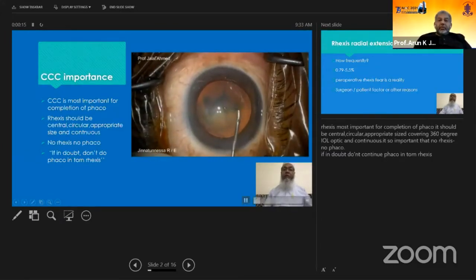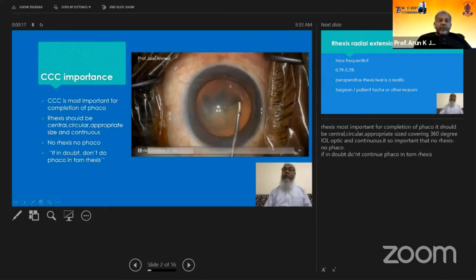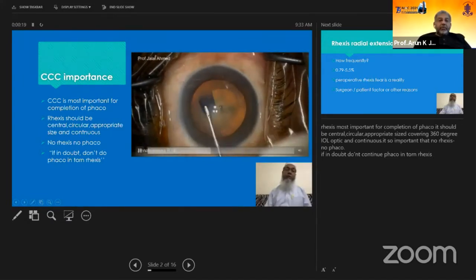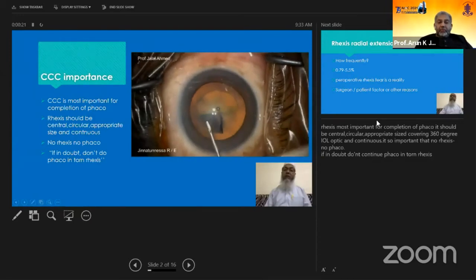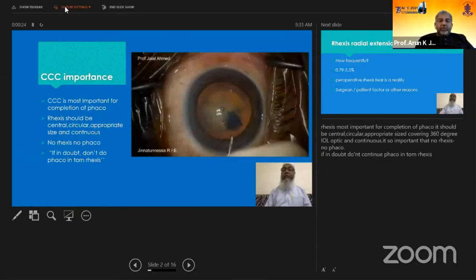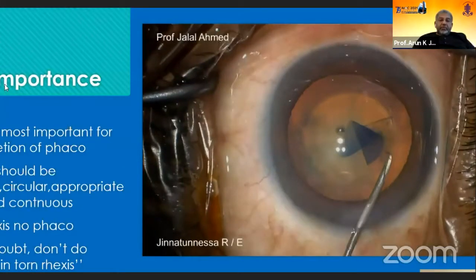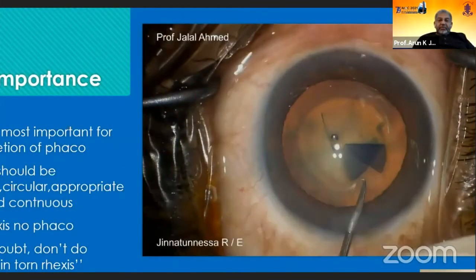Rhexis is most important for completion of phaco. It should be central, circular, appropriately sized, covering the full 360 degrees of the IOL optic, and continuous. It is so important that no rhexis, no phaco. If in doubt, do not continue phaco in a torn rhexis.